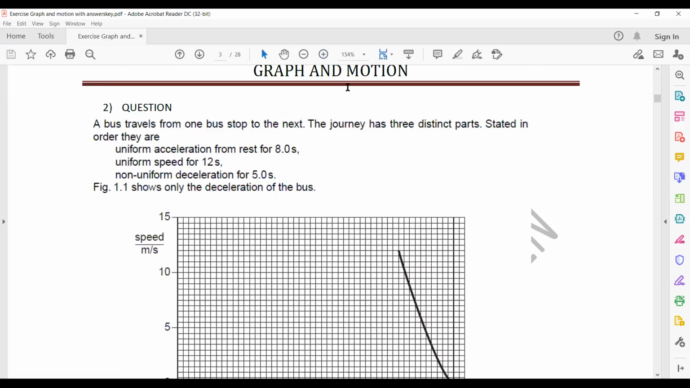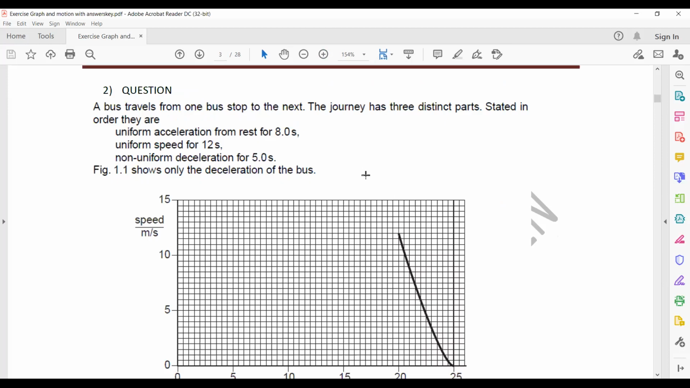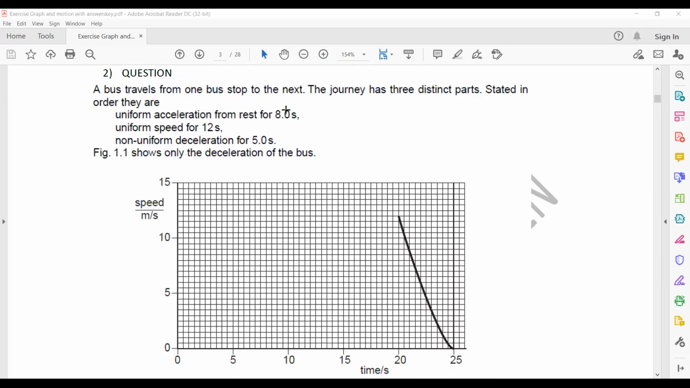Okay, a question in which we have to complete a graph. In the question they mention a bus travel from one bus stop to the next. The journey has three different parts, stated in order. First, it was a uniform acceleration from rest for 8 seconds. And then it is a uniform speed for 12 seconds. And then it is a non-uniform deceleration, or not a constant deceleration, for 5 seconds.